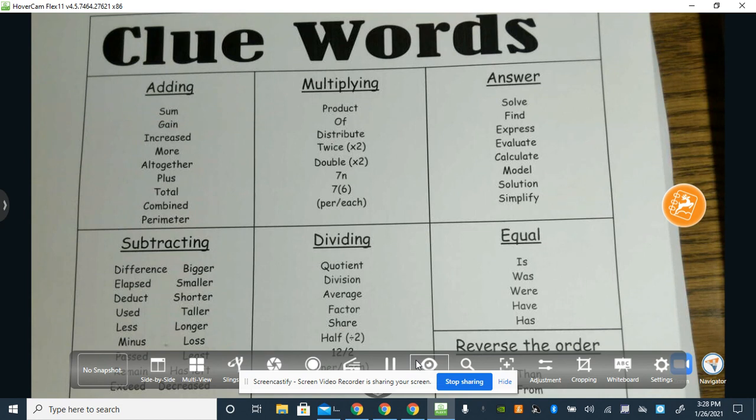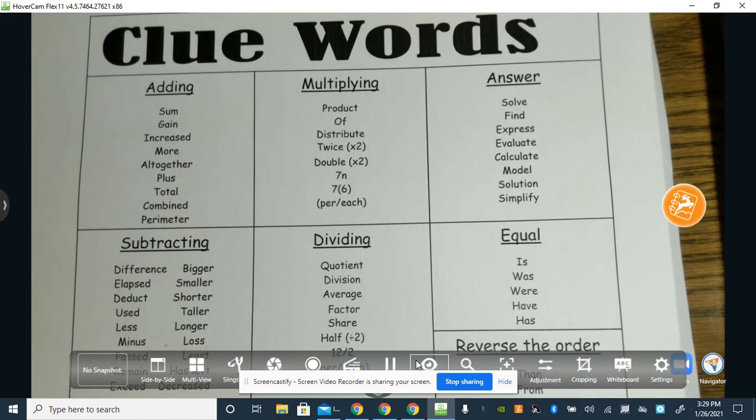So this is what we went over today, because this is very important when we're writing our equations from words and putting them into number and algebraic form. We need to know what type of operation we're working with. And so here's some clue words. They're not all of them, and some of them may repeat, so you may want to check them out.